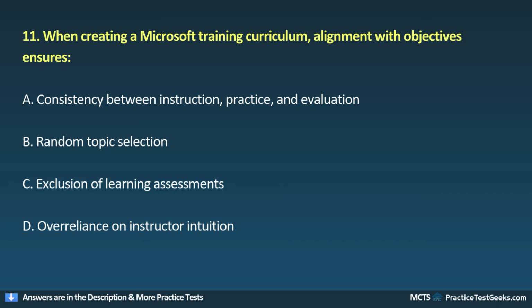11, when creating a Microsoft training curriculum, alignment with objectives ensures A, consistency between instruction, practice, and evaluation. B, random topic selection. C, exclusion of learning assessments. D, over-reliance on instructor intuition.